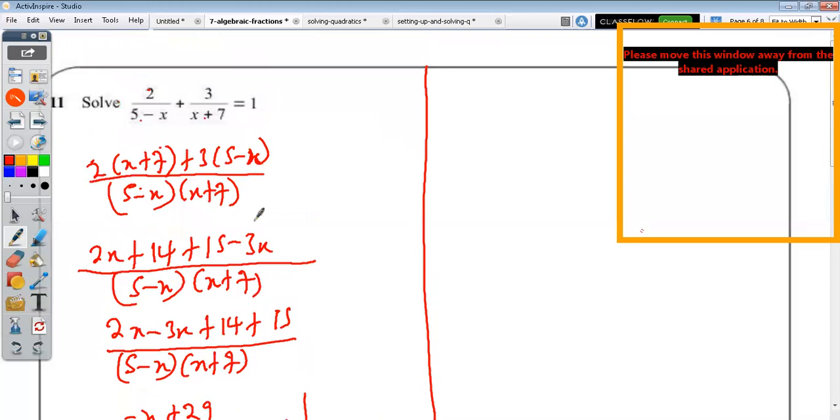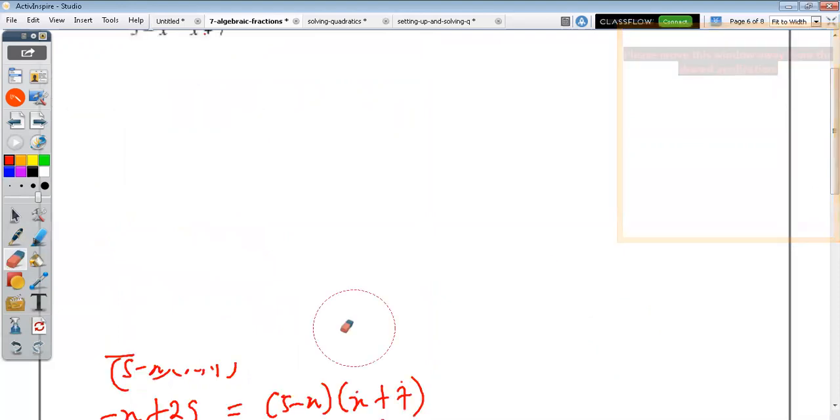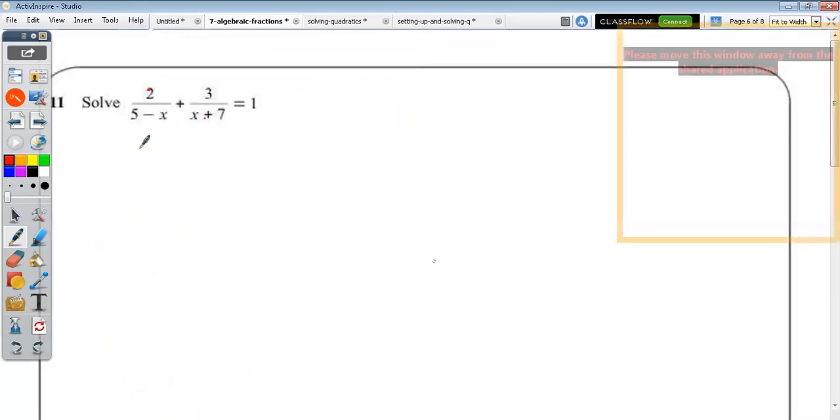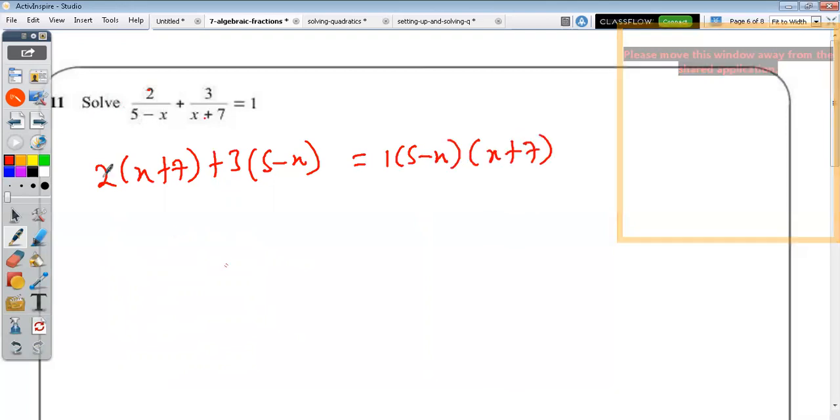As I said, I wanted to use the other method. I said you multiply 2, multiply by that, x plus 7, plus 3 brackets 5 minus x. Then this side, which is 1, you multiply by combined denominator. So 5 minus x brackets x plus 7. 1 does not change anything.